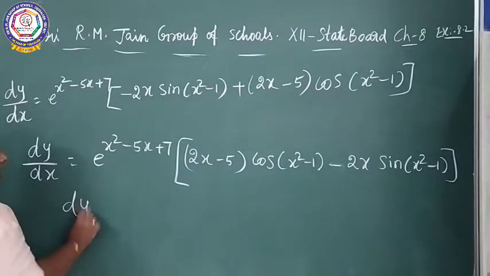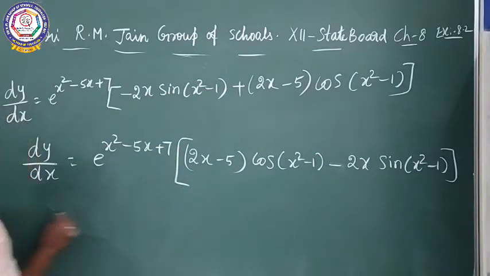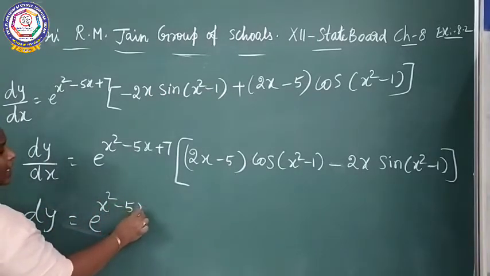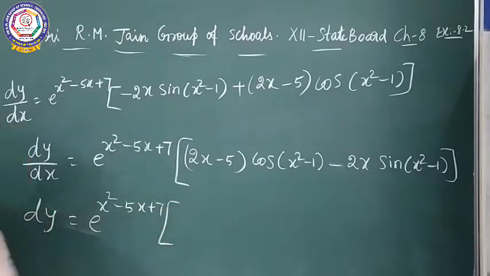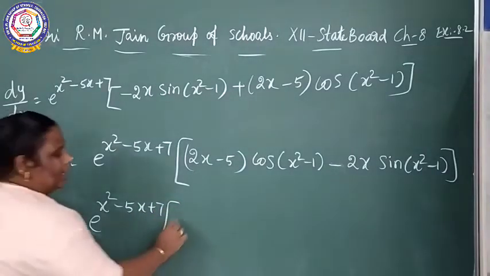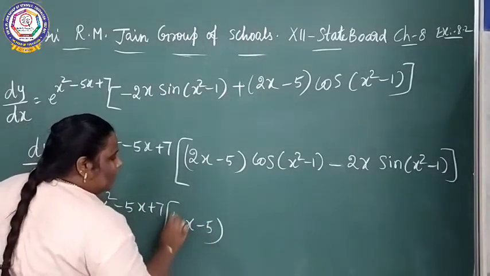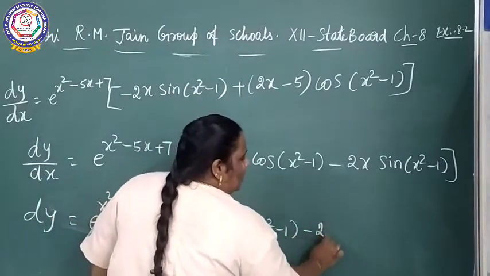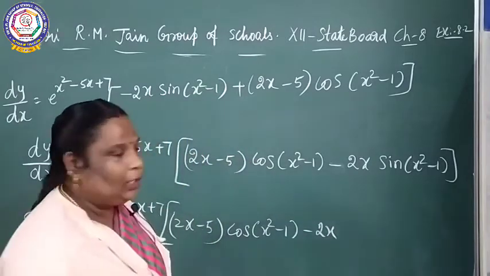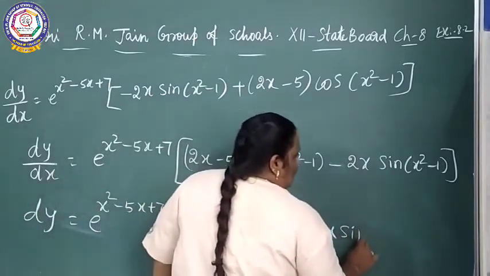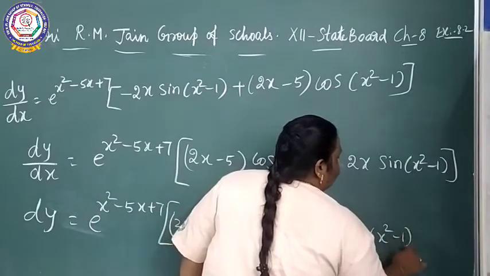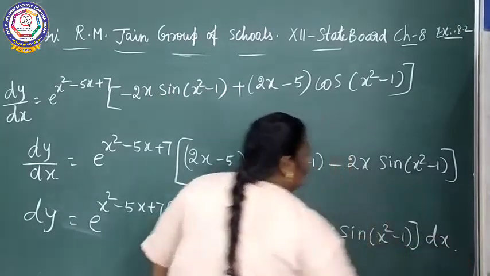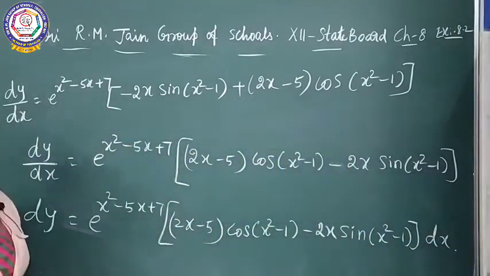So, dy equal to e power (x square minus 5x plus 7) into (2x minus 5) into cos of (x square minus 1) minus 2x into sin of (x square minus 1) into dx, because we want the value of dy only.